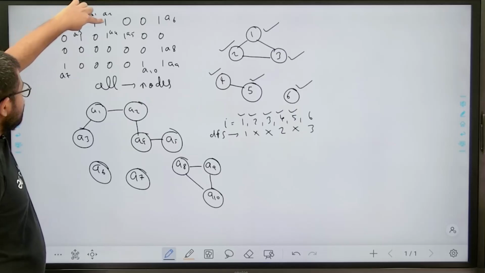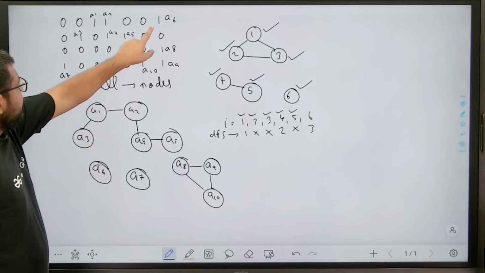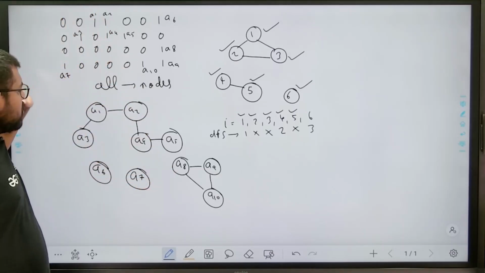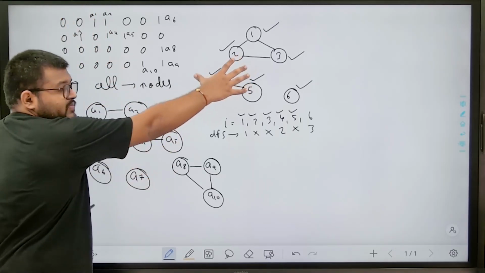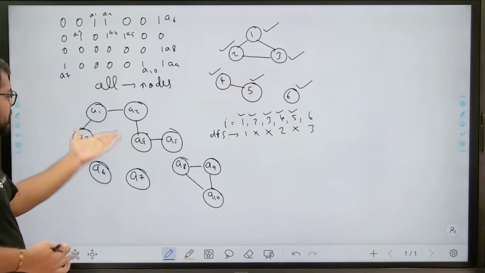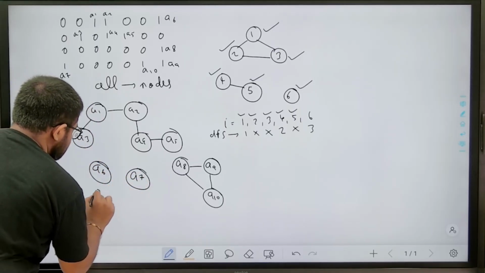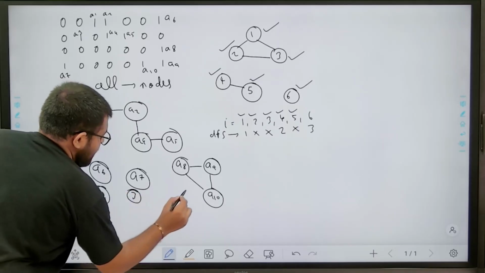So A1, A2, A3, A4, A5 are here, A6 is here, A7 is here, and A8, A9, A10 are here. Now no more are left. So is this question similar to this? Now find the number of connected components in this. This is 1, this is 2, this is 3 and this is 4.